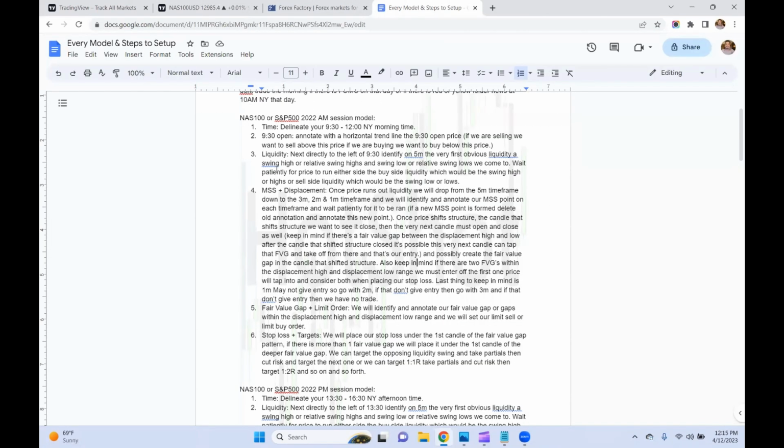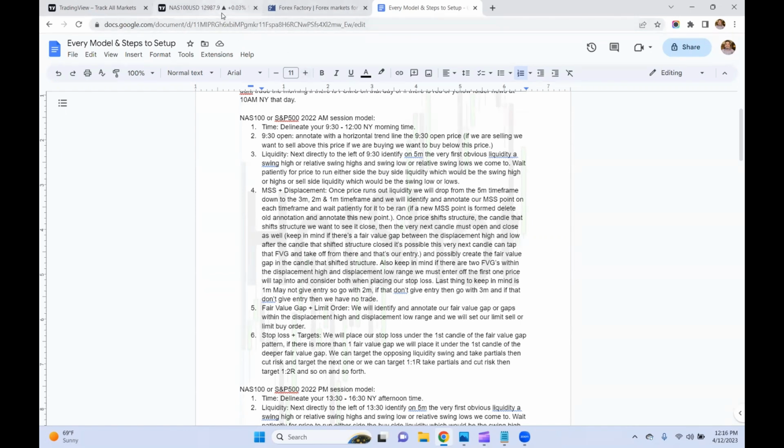So after that, we want to identify liquidity. Directly to the left of 9:30, identify on 5-minute. So on 5-minute, the very first obvious liquidity, a swing high or relative swing highs and swing low or relative swing lows we come to. Wait patiently for price to run either side, the buy side liquidity, which would be the swing high or highs, or sell side liquidity, which would be the swing low or lows.